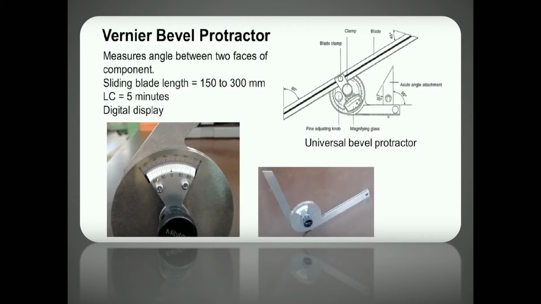The vernier bevel protractor, you can see over here how exactly it looks. It measures angle between two faces. The sliding blade length is in the 150 to 300 mm range. The least count of this particular bevel protractor is 5 minutes. You can measure the angle up to 5 minutes, and it also has a digital display too.